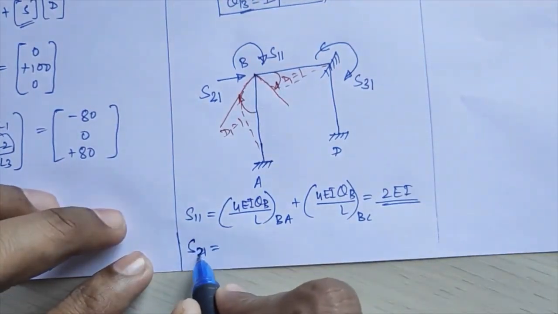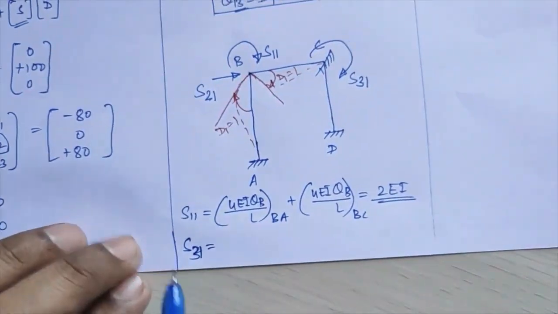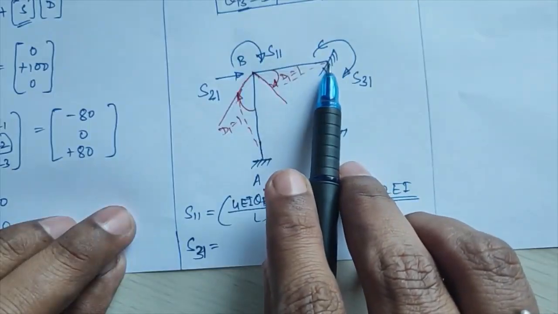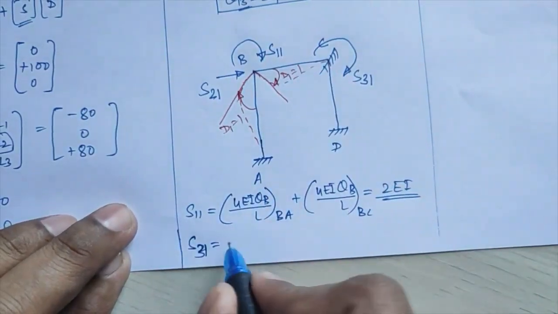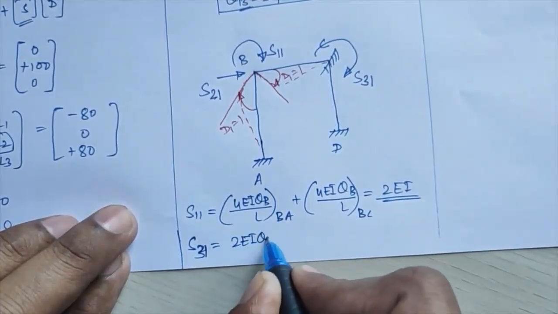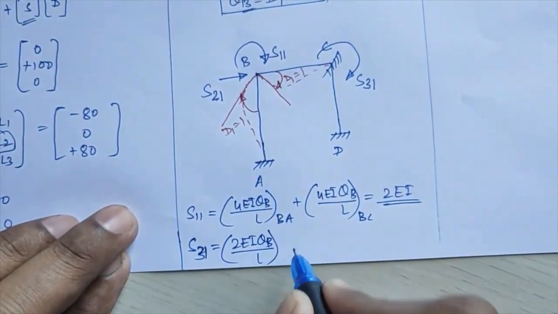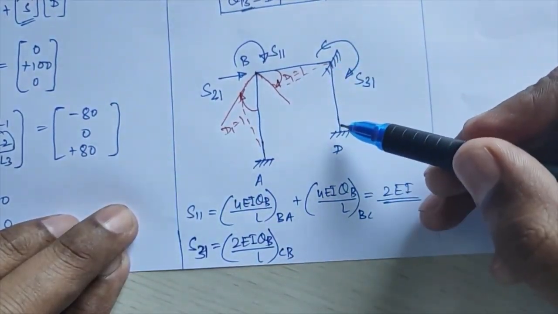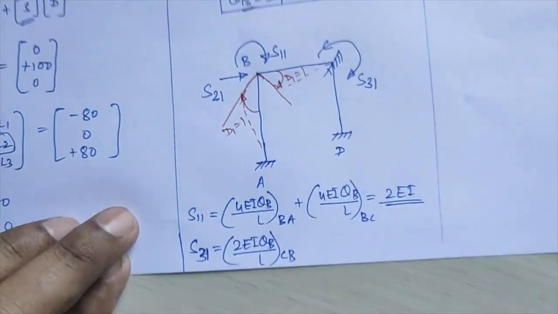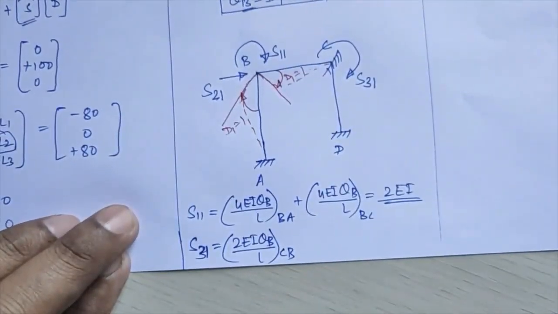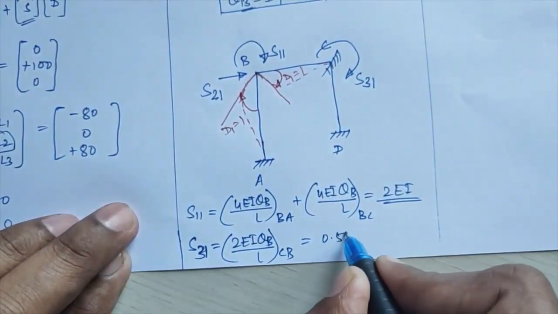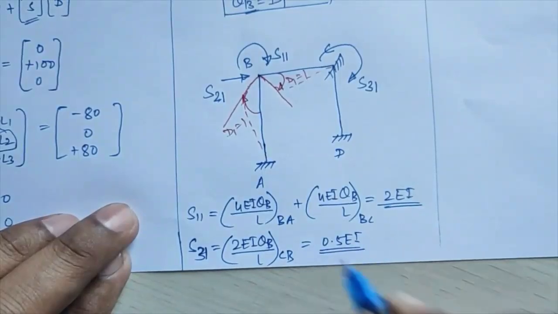We'll calculate S31 first. S21 I'll explain to you. S31 corresponds to your unit displacement applied at the farther end over there. So S31 will be 2EIθB upon L, but that will be only for member CB. For member CD, this will be completely restrained, so for CD this value will not come. Just S31 will be for CB. So 2 by 4, this we get as 0.5 EI.